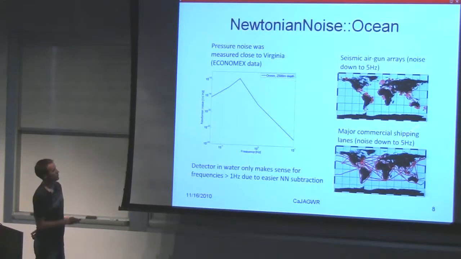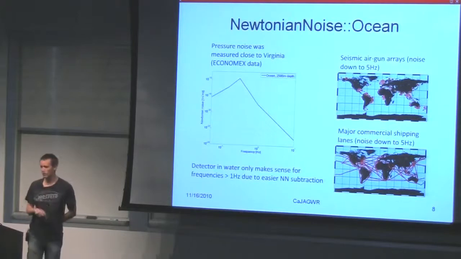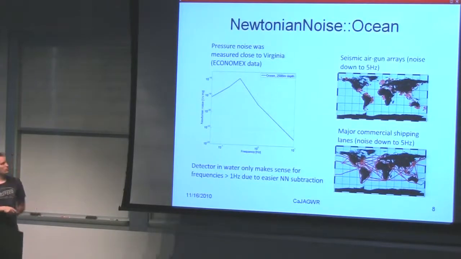But anyway, you also have disturbances which are not stationary from, for example, air gun arrays for oil and gas exploration at the continental shelves, and then you have these major commercial shipping lanes and so on. So anyway, I don't really want to spend too much time on this because I don't really see a reason to think about it now.